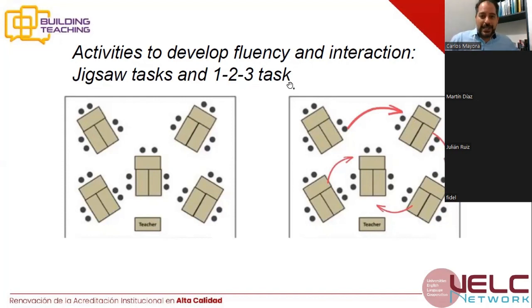And in the 1, 2, 3 task, students create a story, and then they have to tell the story to 3 different people. Right? You know, like in speed dating, but the thing is that each time they have less time to tell the story. So the first time they have 5 minutes to tell the story, the second time they have 3 minutes, and the third time they have 1 minute.